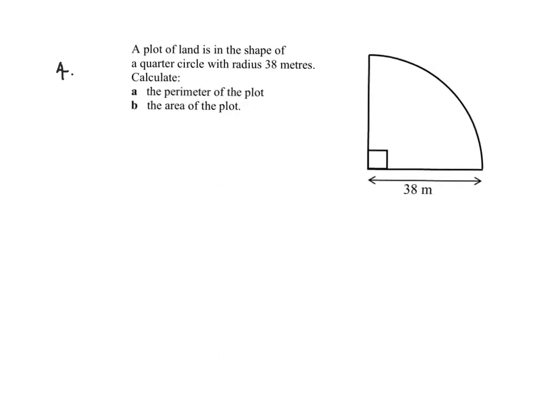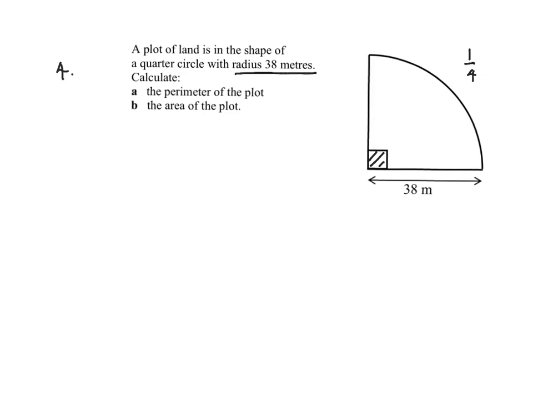So here we have a circle question. I hope you can see that this is 1/4 of a circle. Why is it 1/4 of a circle? Because that angle there is 90 degrees. A circle has at its centre an angle of 360 degrees, and 90 degrees is 1/4 of that. So we know that the radius is 38 metres.